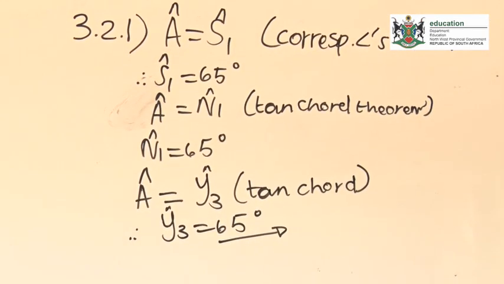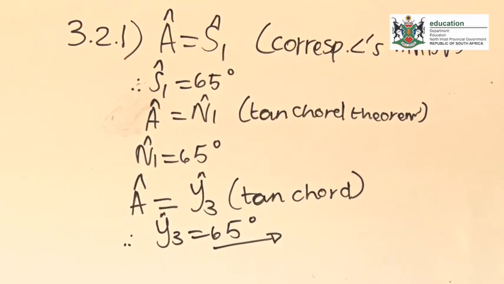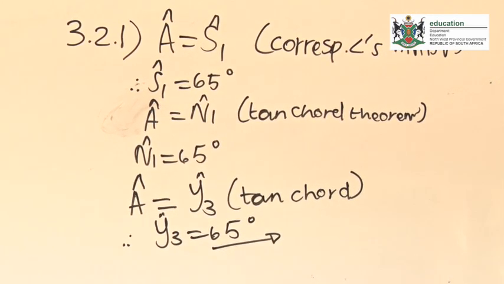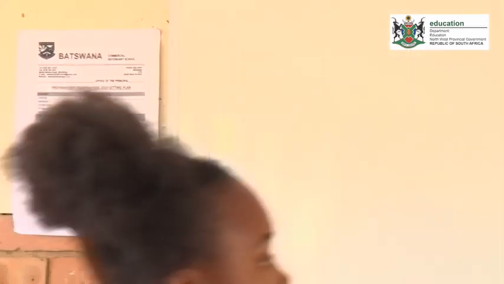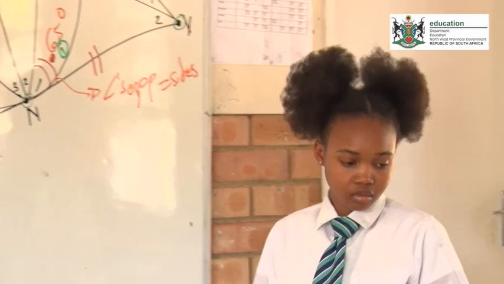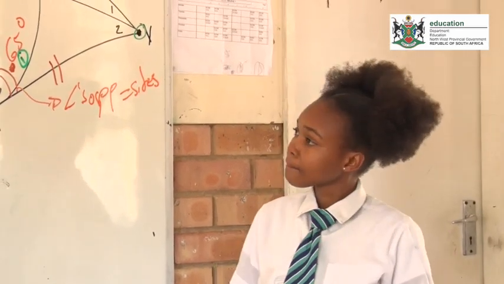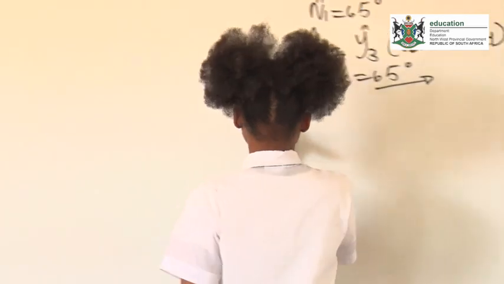Let us read the question and see if we have answered. As the candidate for V goes to the board, let's quickly read the question. Write down with reasons three other angles each equal to 65. Each equal to? 65. Right. So have we all collected the points? Yes. Next question for V. Right, continue.